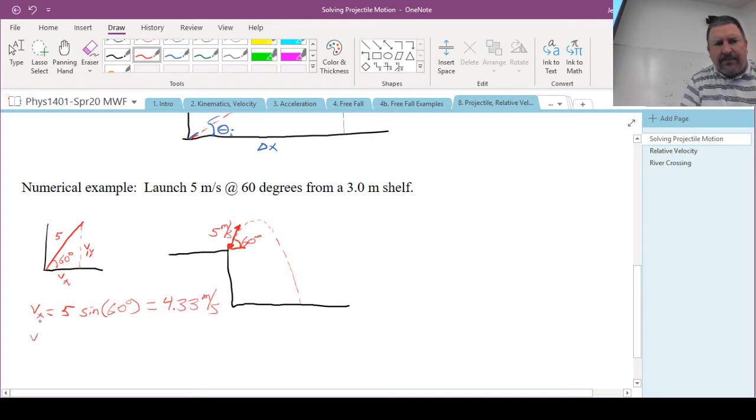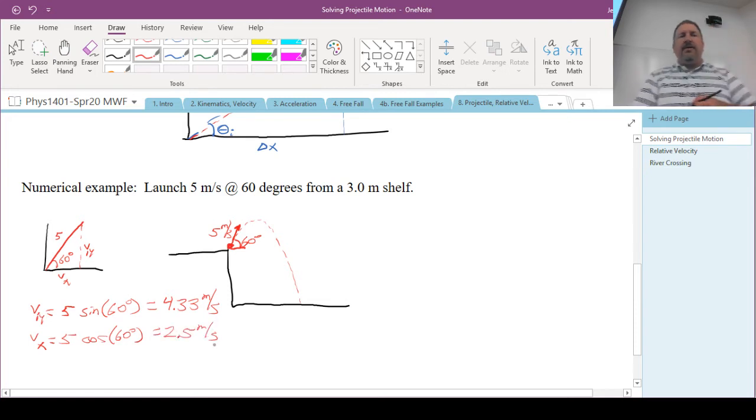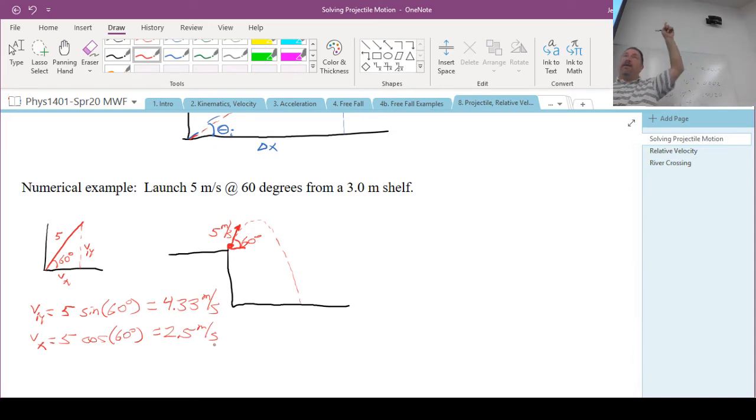And that's v initial y, and v sub x is 5 cosine 60 degrees, which is 2.5 meters per second. Sorry, that first one is the y component, comes from the sine function because the y component is opposite to the angle. And the x component comes from the cosine because the x component is adjacent to the angle. That's what happens when I talk and write at the same time. I should probably avoid that.